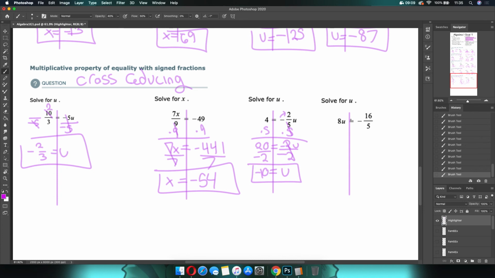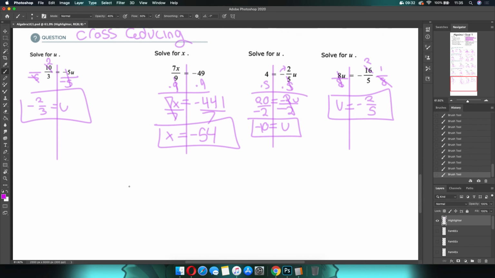Then this one, they're trying to play us now because the fraction's on the other side, but we knew what to do because we did it over here. Divide by 8, divide by 8, so cross reduce, which means cross divide. 16 divided by 8 is 2, which means u equals -2/5, because those are the numbers that are left over. All right, so far so good, and I think that's everything now, right? Yes, it is.